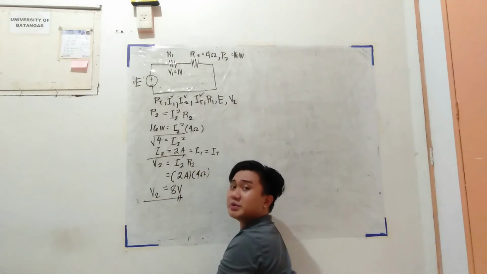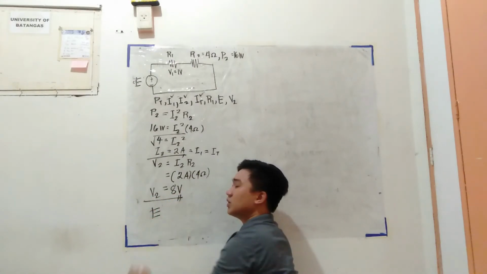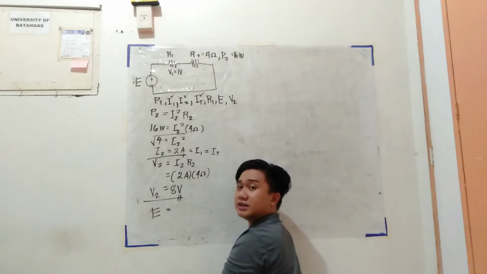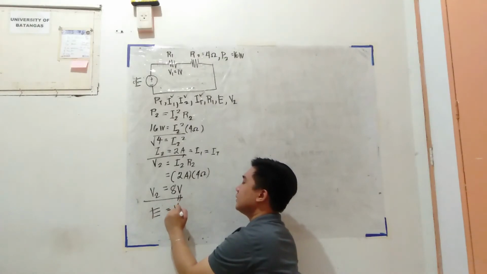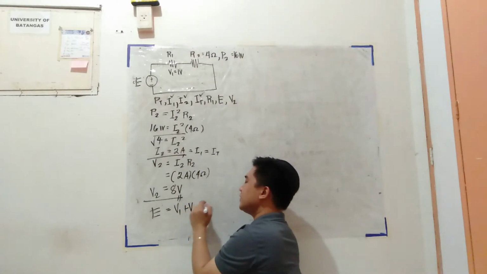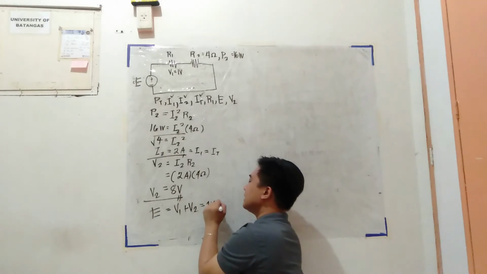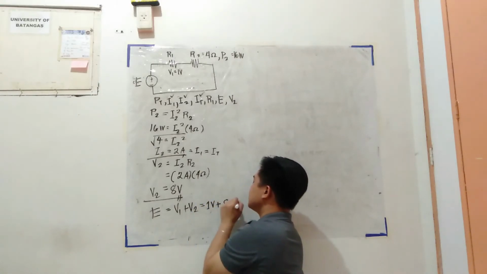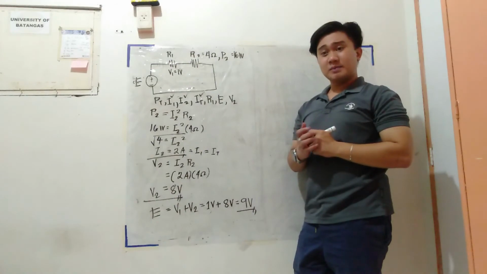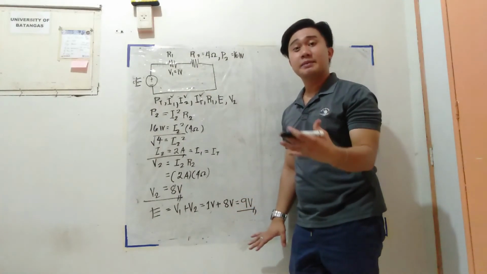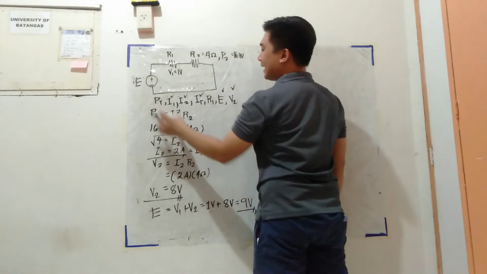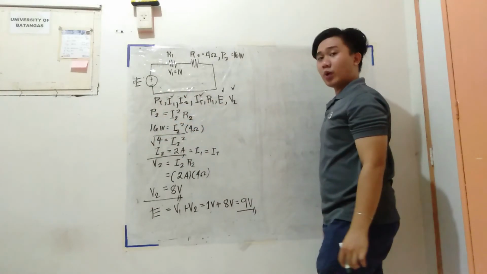Next thing guys, you can get the supply voltage or E. Remember that E is just the sum of all the voltage drops in the individual resistors. So, we have two resistors, so E is equal to V1 plus V2. V1 is given, which is 1 volt, and we just solved V2 which is 8 volts. So, this is equal to 9 volts. Actually, there are many ways to solve this problem. For me, this is it, but try other ways. Okay? So, we now have E and V2. What we are missing are P total and R1.